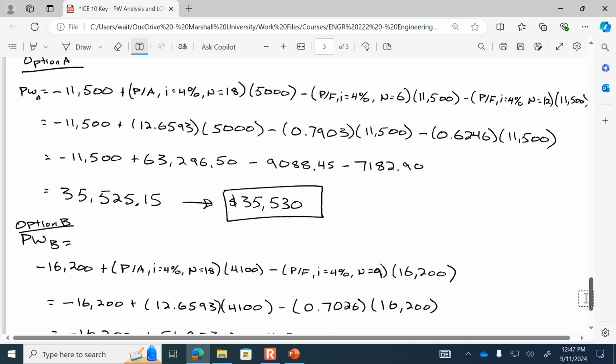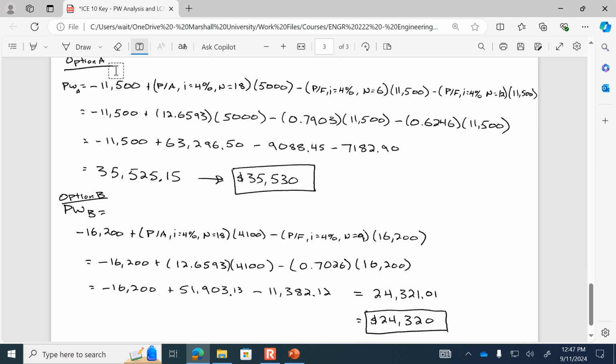So then what do the calculations look like? For option A, we've got the amount that's at the present, $11,500 is an outflow. Then we find the present worth of the $5,000 annual revenue. So find P given A for 4% and N equals 18. That's going to discount the annual series to the present. And then we have to subtract out the 2 purchases of the equipment. So here's the $11,500 purchase in year 6, where we're finding the present value of that, and then finding the present value of the second purchase of the item in year 12.